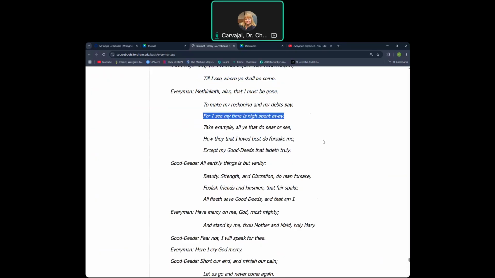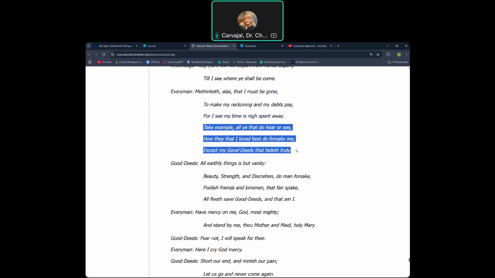And then he looks at the audience. This is crucial. He says, "Take example, all ye that do hear or see, how they that I love best do forsake me, except my good deeds that bideth truly."